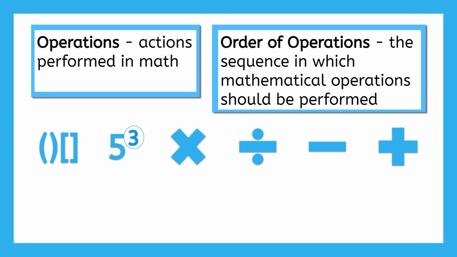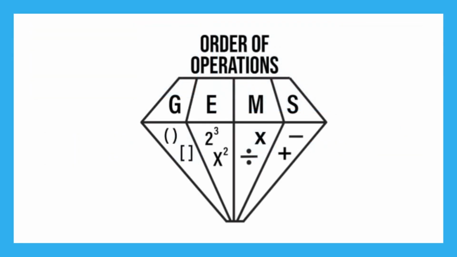When solving a complex problem, start with the grouping symbols, like parentheses or brackets, followed by simplifying the exponents, then tackling the multiplication and division, and finally handling any remaining subtraction and addition. To help us remember this order, we use GEMS. Ready to put our knowledge to the test? Have those guided notes handy, and let's go.